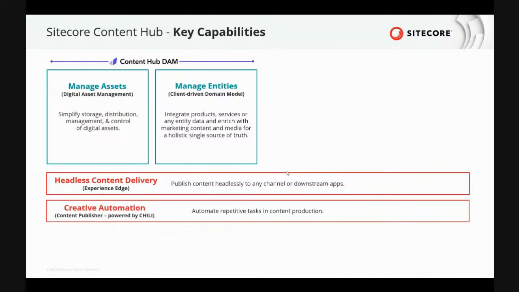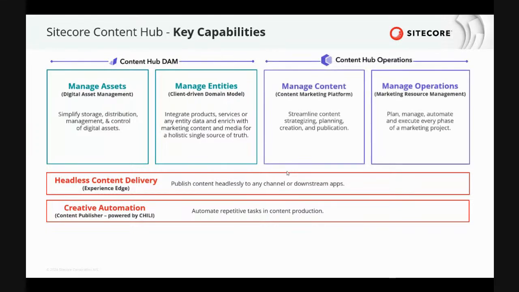And this is an add-on, the Creative Automation Content Publisher add-on, powered by Chili Publish, that basically allows marketers to automate repetitive tasks in their content production processes through smart templates and such.